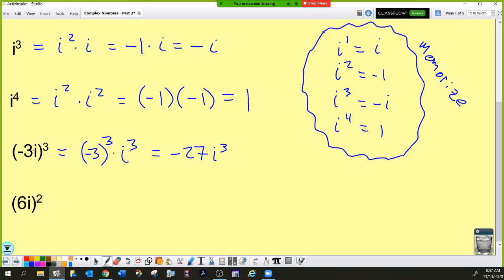So what you have to do is use the powers of i to make sure that your answer is in standard form. If we look over to the memorized squiggly bubble thing that I drew, i to the third equals -i. So this says -27 times -i. And when you multiply two negatives, you get a positive. So your value is 27i. And that's in standard form because it does not have a power of i.